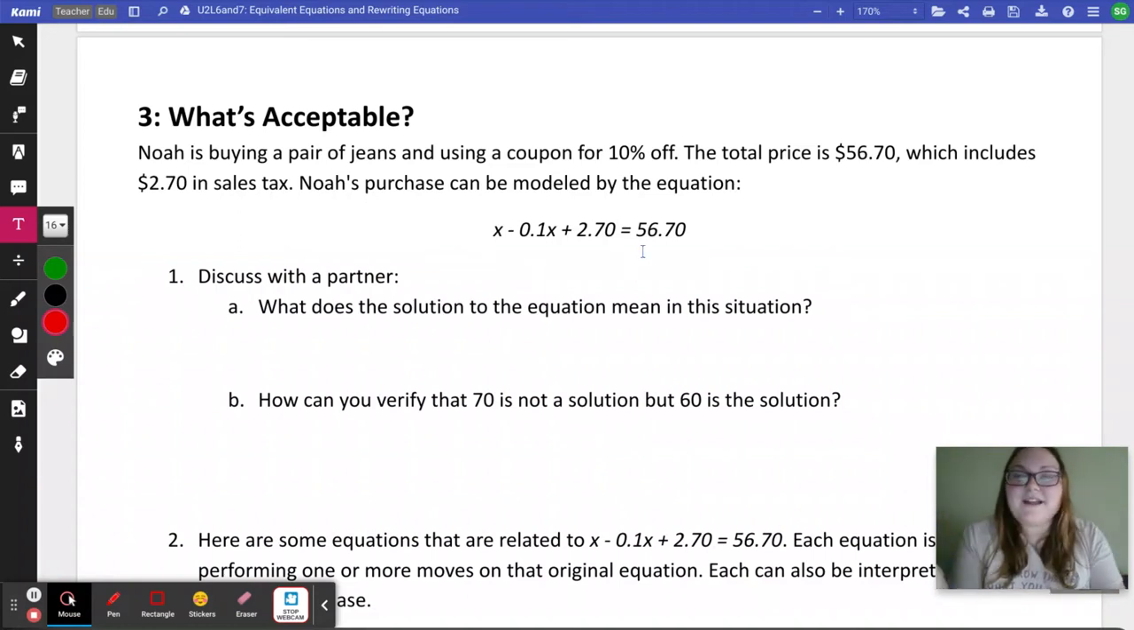I'm just going to pause us here before we even worry about the questions. Looking at this equation that was given to us, it's important we still understand where it's coming from. I encourage you to pause the video and think about what each part of this equation means. So that x, what does x represent here? The minus 0.1x, what part of the situation does that refer to? The 2.70, the 56.70. Pause the video and see if you can label each part of that equation. That'll be a good check to see if you understand where this equation is coming from. So go ahead and pause the video now.